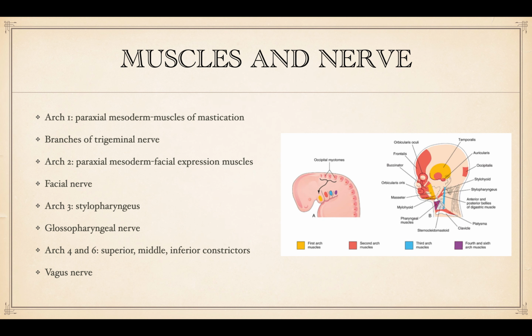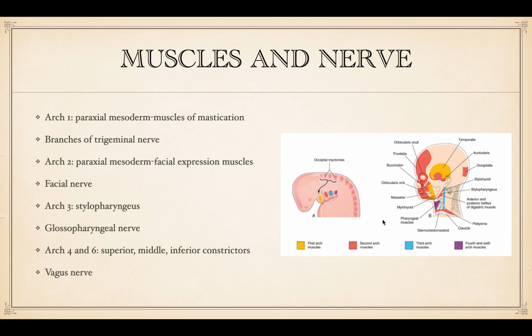So arch 1 is made out of the paraxial mesoderm, and it will eventually make the muscles of mastication, the masseter and the temporalis. It's innervated by cranial nerve number 5. The second arch is also made out of the paraxial mesoderm. Instead, it will make the muscles for facial expression, like the buccinator, the frontalis, and surprisingly enough, the orbicularis oculi. That's innervated by cranial nerve number 7.